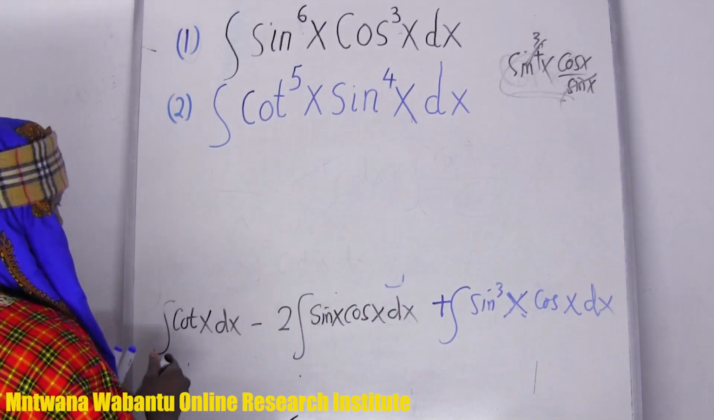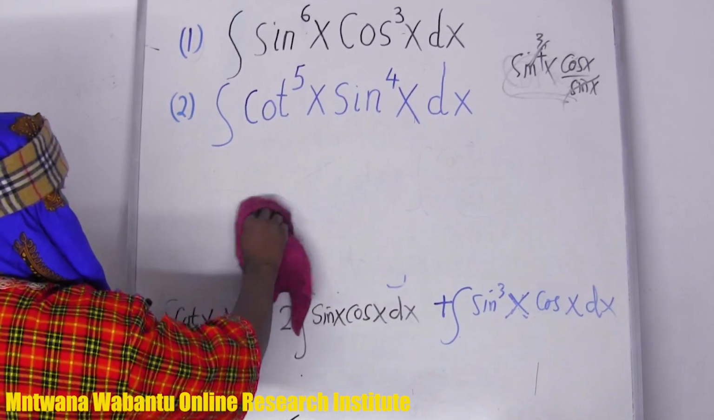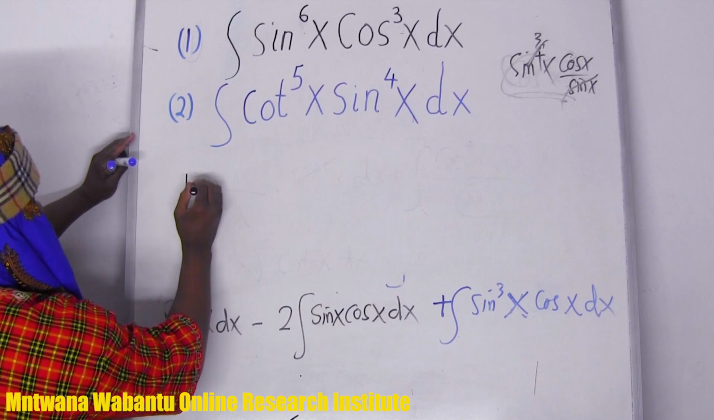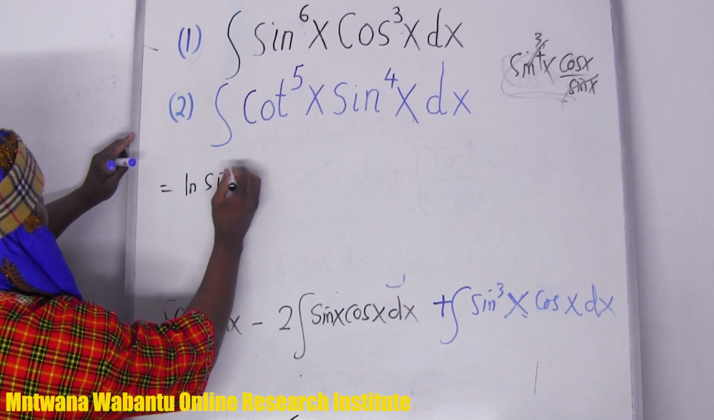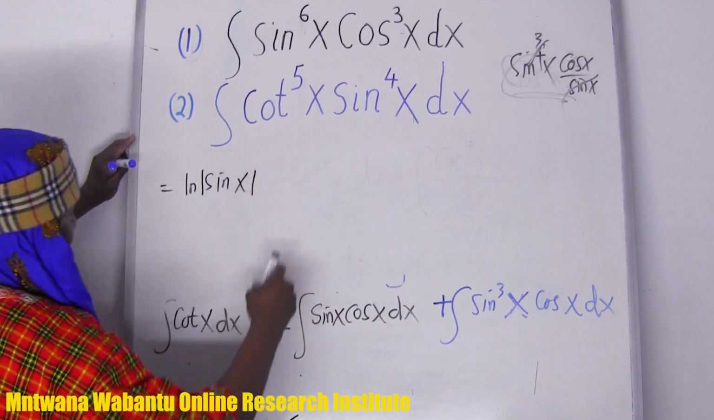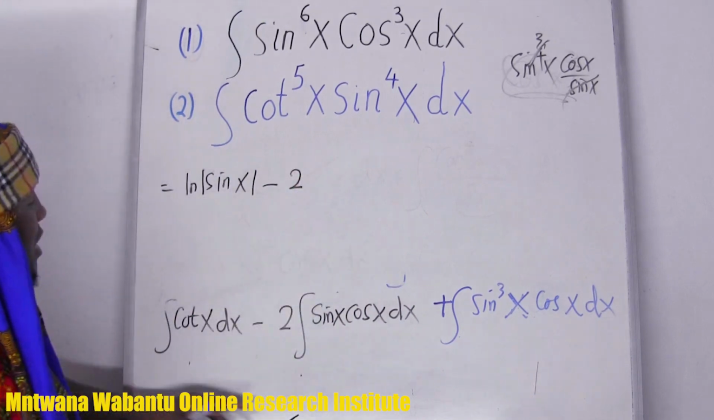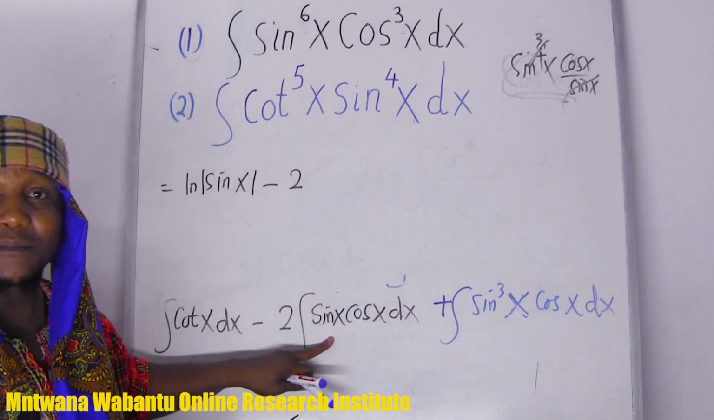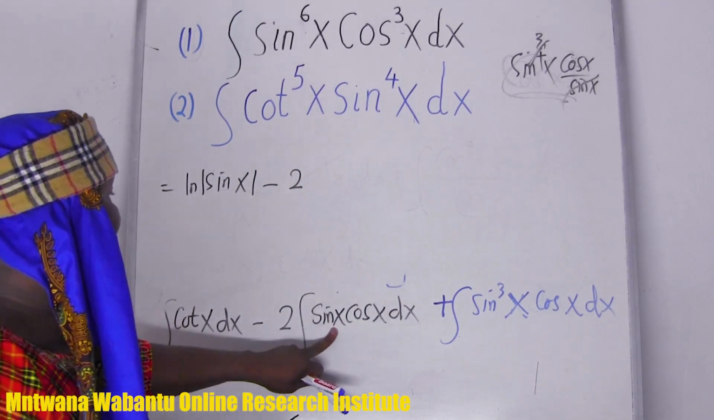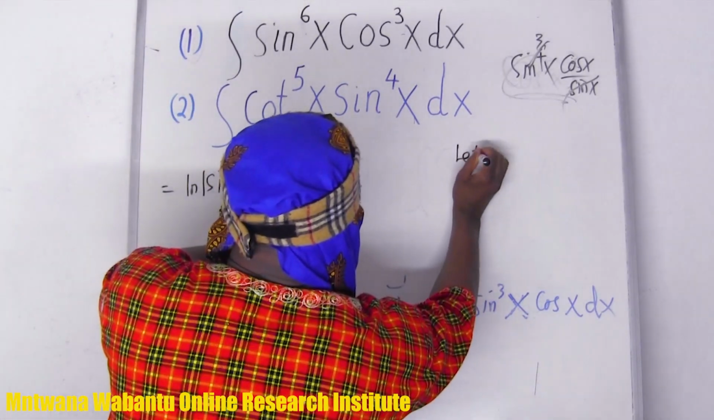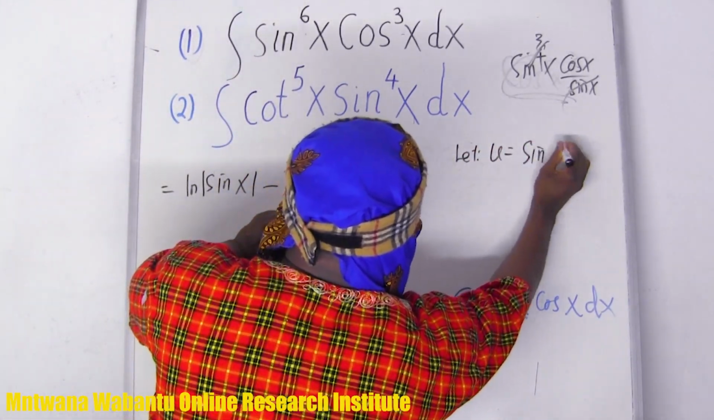So integrate cot, ln of sine. So here is going to give us ln of sine of x. Now let's come here. Minus 2. Now if you take this one, this is a tricky substitution. So I'm going to let u equal to sine of x, for example.